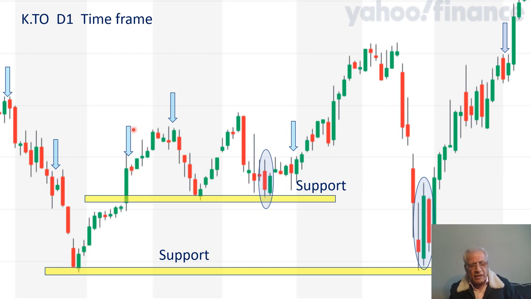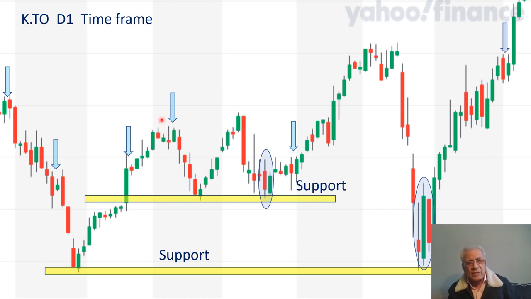You see another inside bar. The red candle is within the body and shadow of this long green candle. That is a sign of continuation. The price here has lots of momentum. It goes up. And again, at the top of this upward trend, you see again an inside bar. The green candle is within the body and shadow of this pin bar.